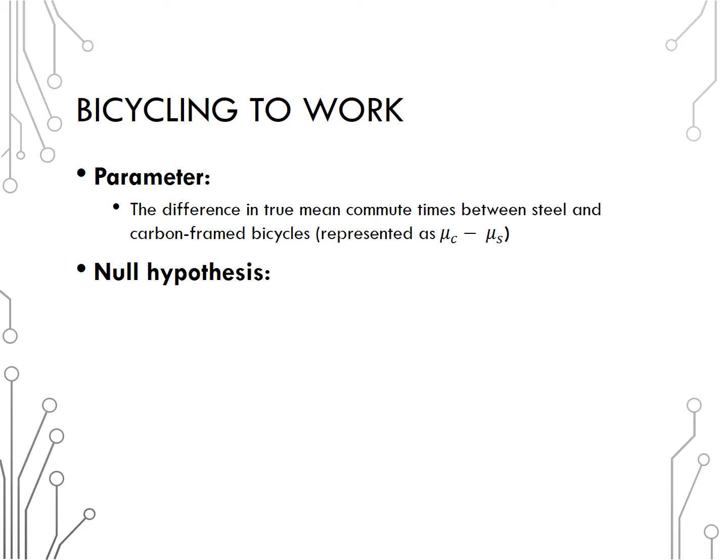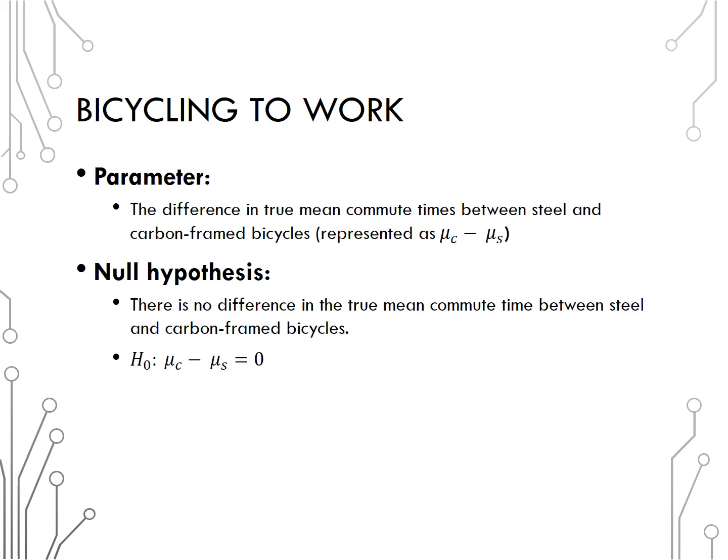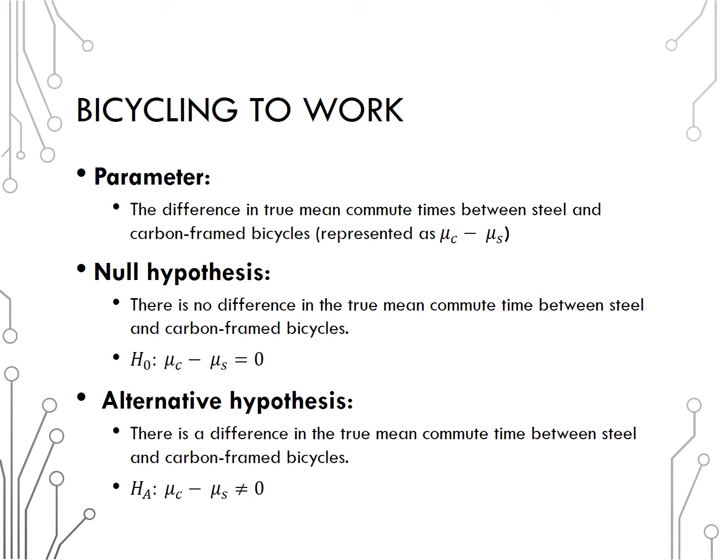How about the null hypothesis? The null hypothesis is always that there is no difference in the true means. In this context, no difference in the true mean commute times between the steel and carbon frames, or μc minus μs is equal to 0. For the alternative hypothesis, all I'm wondering is if there is a difference in the true mean commute time between steel and carbon frames for this research question. Notationally, μc minus μs is not equal to 0.